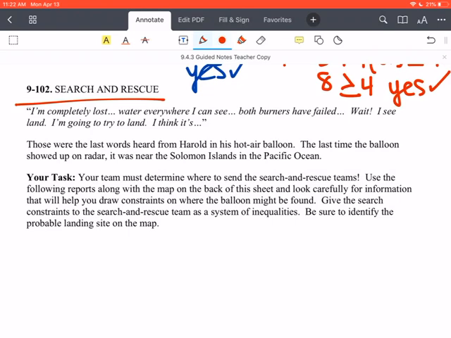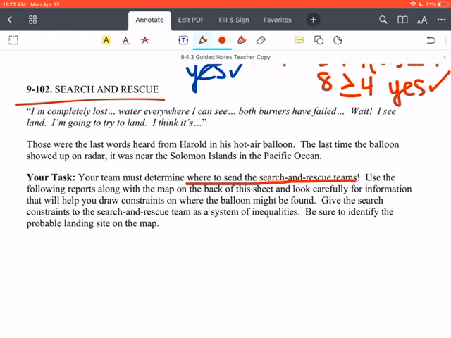It says, I'm completely lost. Water everywhere I can see. Both burners have failed. Wait. I see land. I'm going to try to land. I think it's... Those were the final words heard from Harold in his hot air balloon. The last time the balloon showed up on the radar, it was near the Solomon Islands in the Pacific Ocean. Our task: we must determine where to send the search and rescue team. So that's the big idea.